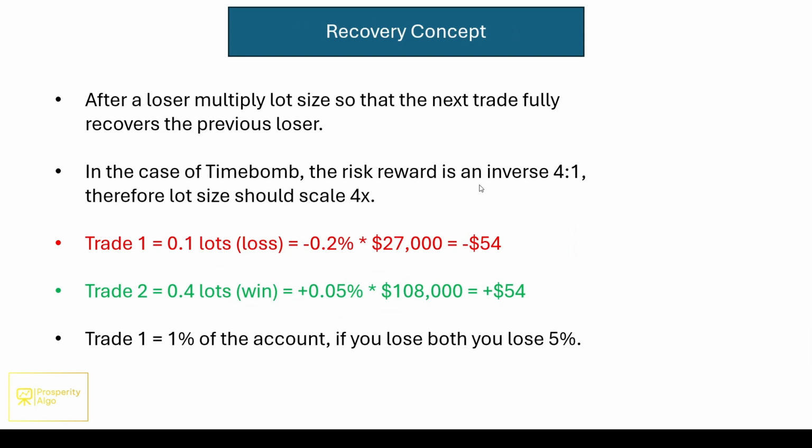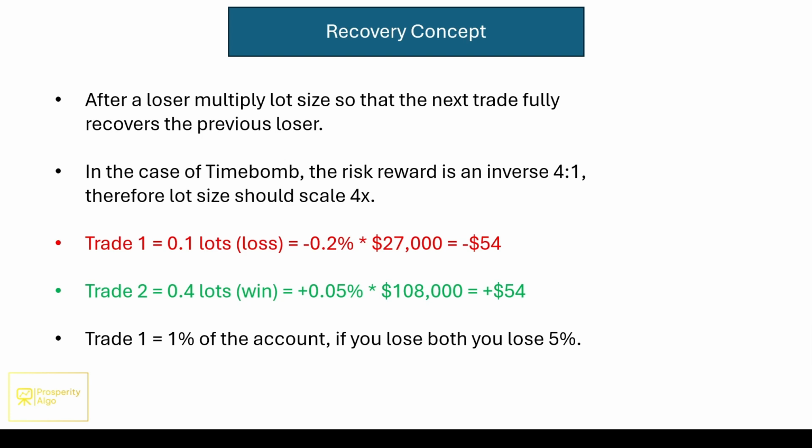So building on that, now we can discuss what exactly we want to test. And here the recovery concept is essentially after you take a loser, multiply the next trade's lot size so the next trade would fully recover all losses from the previous loser. In the case of Timebomb, the risk reward in the worst scenario is an inverse 4-to-1. Quite often it's better than this. It can be a 2-to-1, it can be a 3-to-1, but the worst case scenario, it's an inverse 4-to-1.